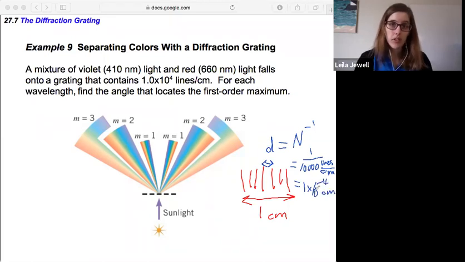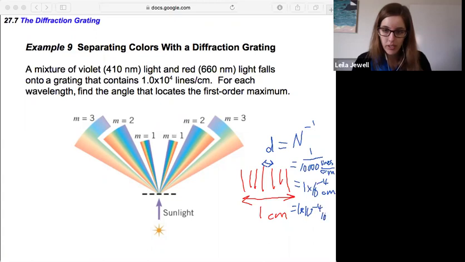To get to meters, remember centi is 10 to the minus 2. So I'd have to write this as 1 times 10 to the minus 4 times 10 to the minus 2 meters. So it'd be 1 times 10 to the minus 6 meters. And that would then give us the distance between the slits as opposed to the number of slits per distance. So we've effectively divided out the number and just focused on that slit distance.